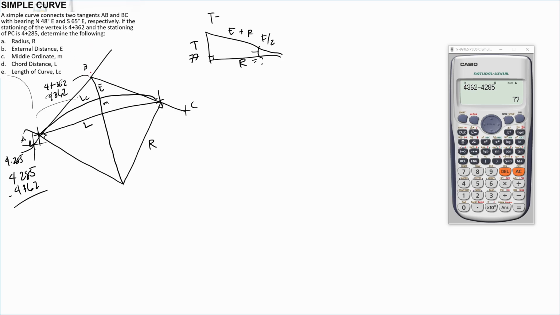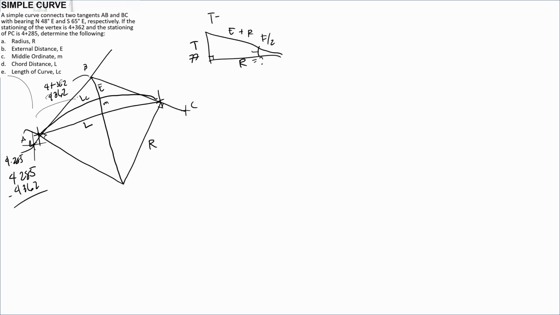North 48. So, halimbawa, nandito na yung ano natin. This is north 48 east or 48 degrees. And then, itong isa naman is south 65. So, basically, ang nangyari kung ito yung ano natin, this is 48. This is 65 degrees. So, ano to? Di ba ito yung I natin? So, ano yung matitira dyan?